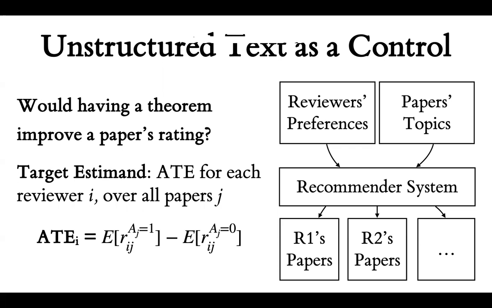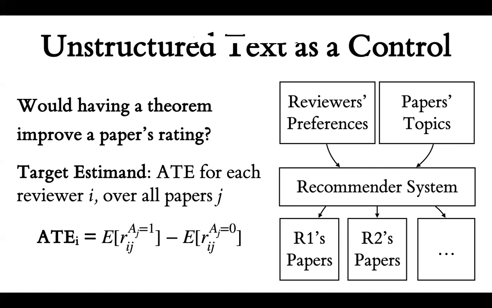And the way I would write that is the expected value of the rating, and this is for a given reviewer, it's not over all reviewers. The expected value of the rating of reviewer I had the paper contained a theorem, minus the expected value of the rating had the paper not contained a theorem. And the expectation here is over all papers, it's not over all reviewers.